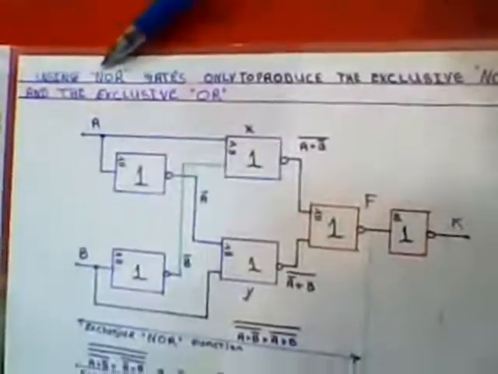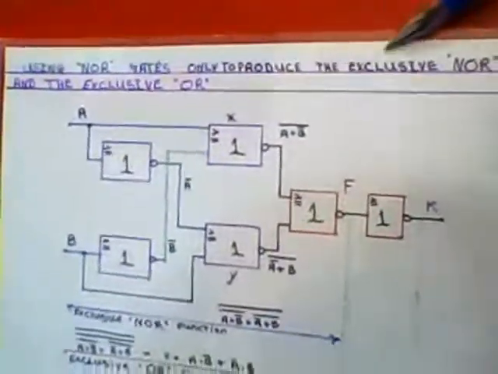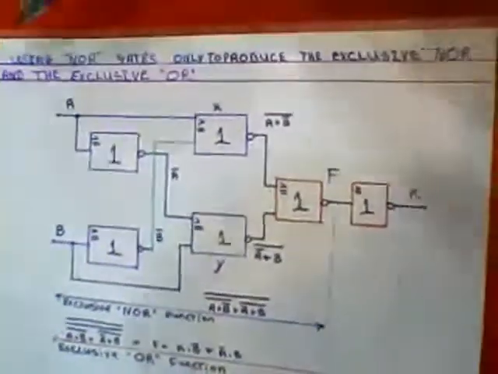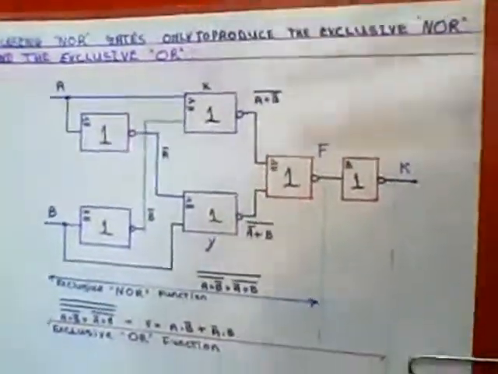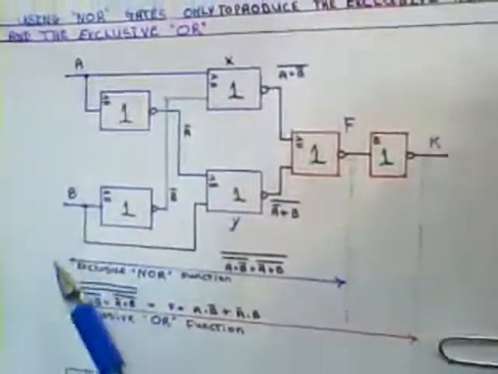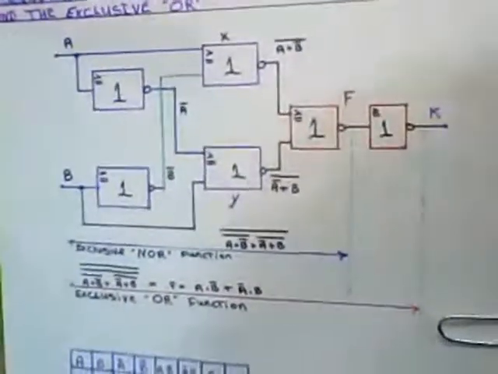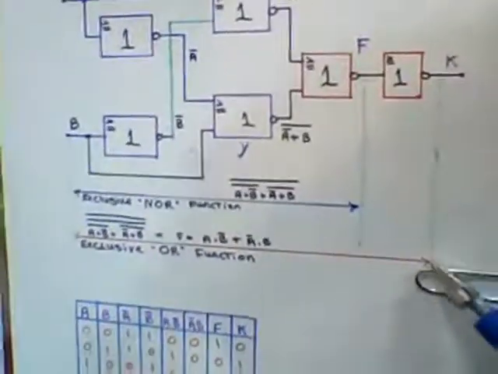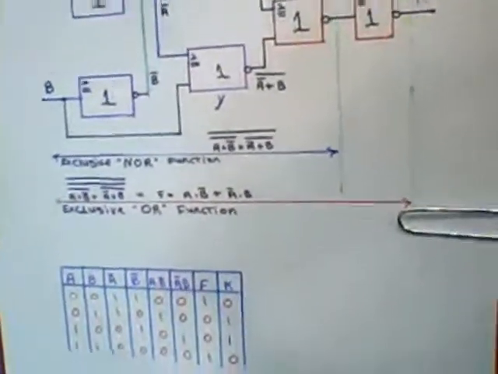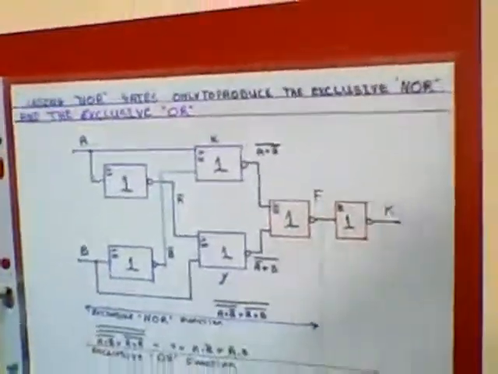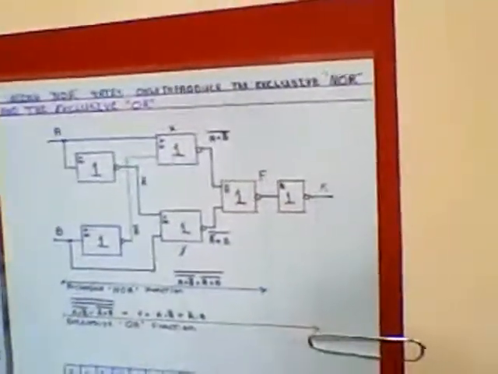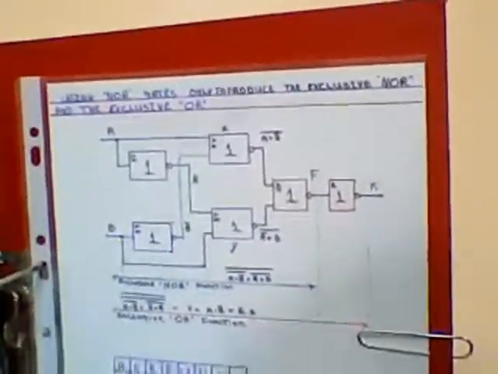Using NOR gates only to produce the exclusive NOR and the exclusive OR function. Now you can see here that between here and here, we have created the exclusive NOR function. And between here and here, we've created the exclusive OR function. Let me just go up a little bit and step back so we can get all this in. Okay.